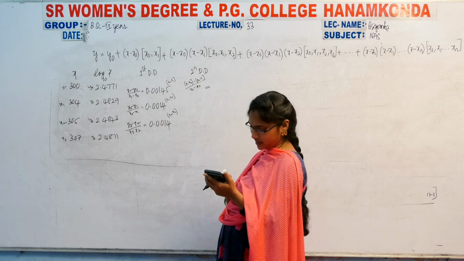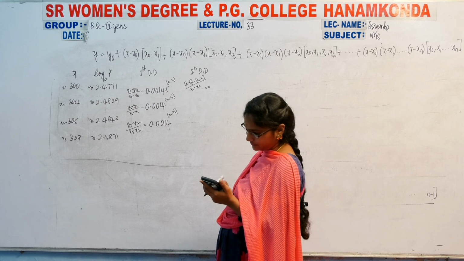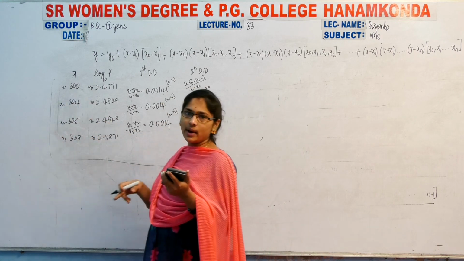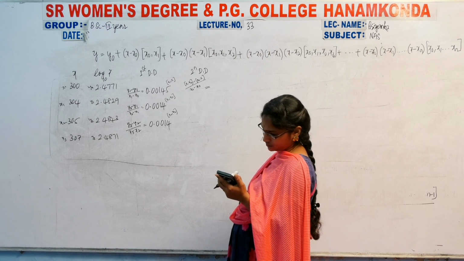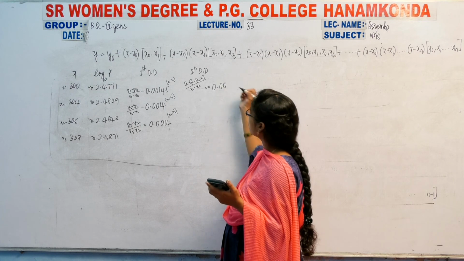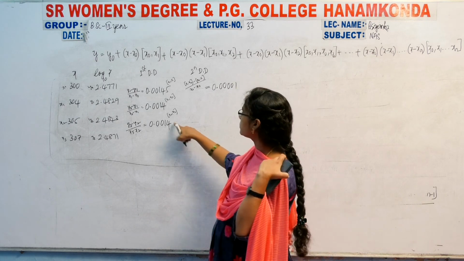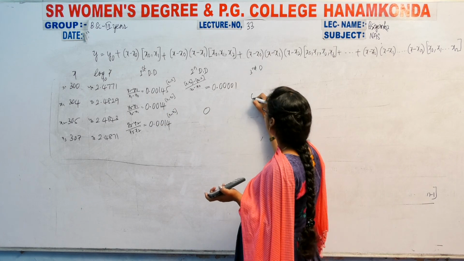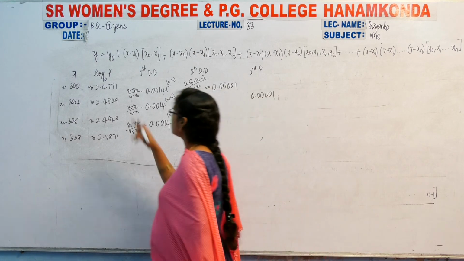Simply this one minus this one: 0.0014 minus 0.00145 divided by x2 minus x0, 305 minus 300, divided by 5. That means 0.0001. Next is the third divided difference, which we get as 0.00001. Now we have to substitute all these values in the formula.